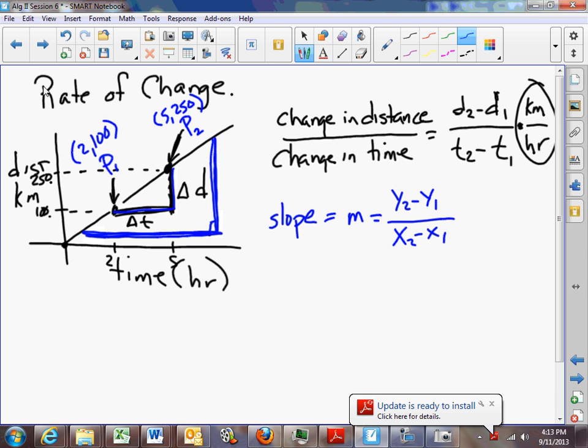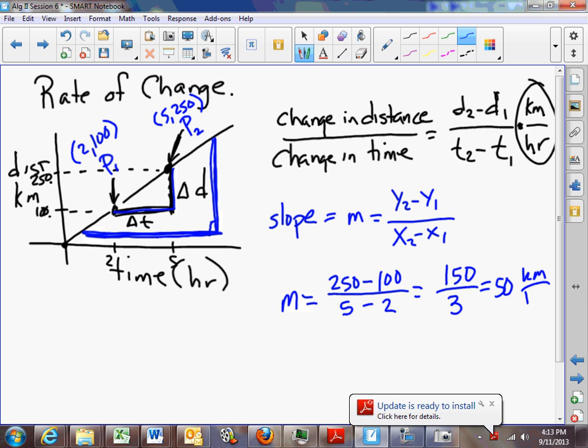So the rate of change of this function would be y2 minus y1 over x2 minus x1. Now, 250 minus 100 is 150, and 5 minus 2 is 3, which reduces to 50 kilometers per hour. Think about it. If when you have traveled for 2 hours, you've gone 100 kilometers, and when you've traveled 5 hours, you've gone 250 kilometers, how fast are you going? Well, you're going 50 kilometers per hour, and that's the slope of this relationship.